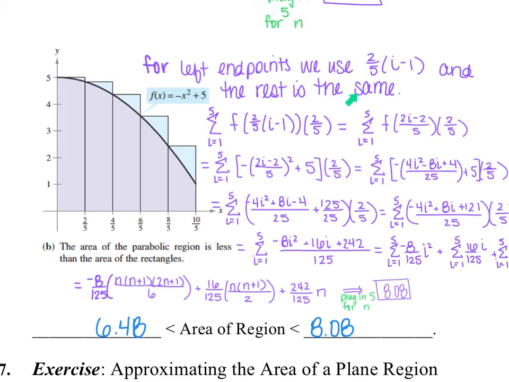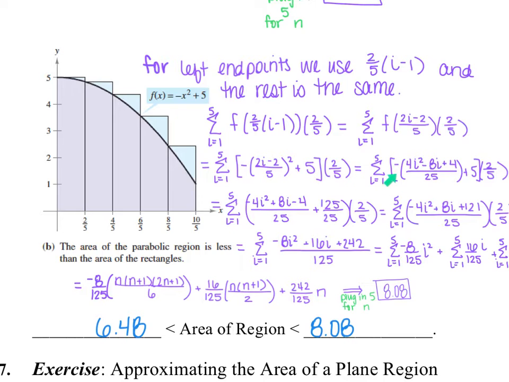So when you have that, we can see that we have f of our endpoint, so that's the length, times the width. So how far apart are your rectangles? So length times width. This is our endpoints. I just simplified it a little bit, distributed the 2 on the top. Plug it into your function. Our function was negative x squared plus 5 times 2/5.